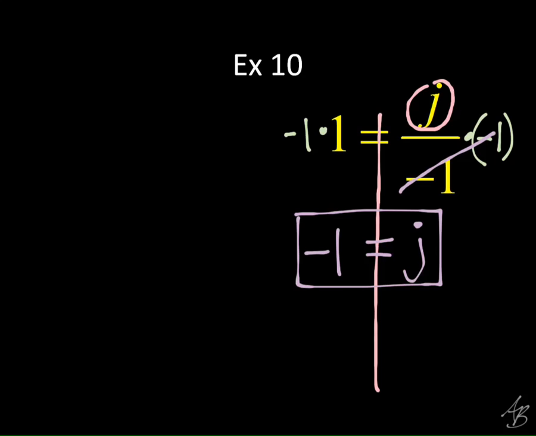This is actually the same thing as the last one. All that really happened here was the one on this side changed signs. So instead of being a positive, it became a negative.